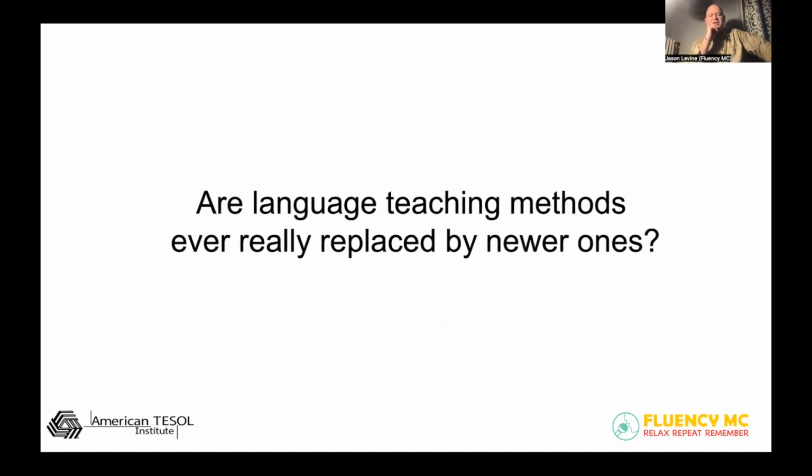Are language teaching methods ever really replaced by newer ones? I just showed you a list of the ones we're going to talk about. I don't think so. It's more that they build on each other and they develop, they evolve. Is it okay to mix and match, to pick certain things from one approach? I don't like the word method. I have it here, but a method, an approach, and some from others. That's normal, isn't it?